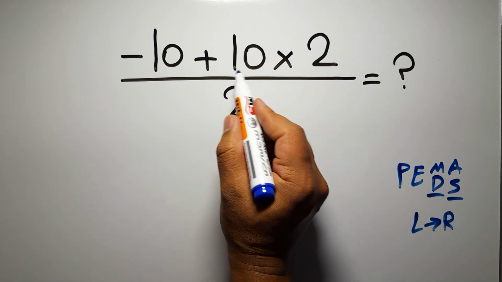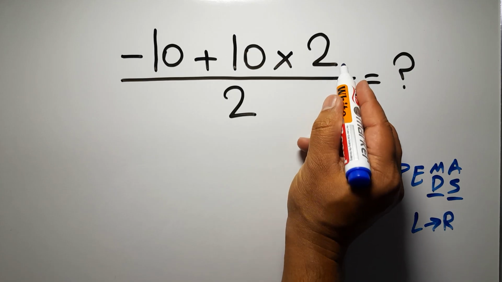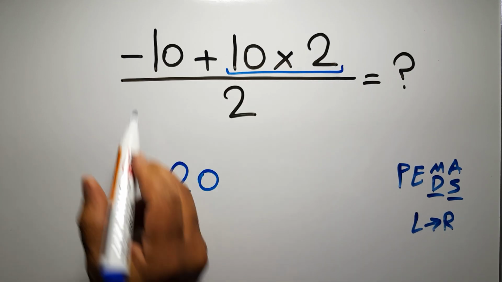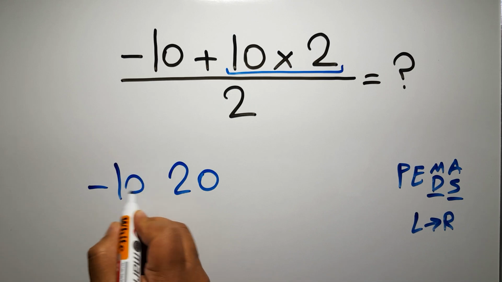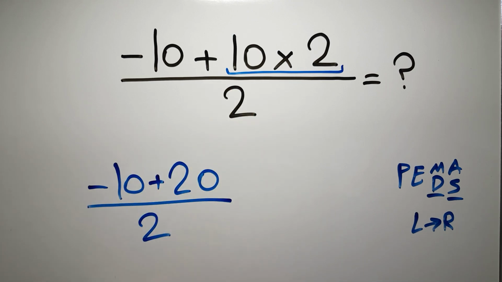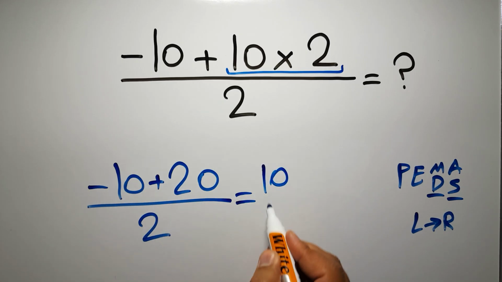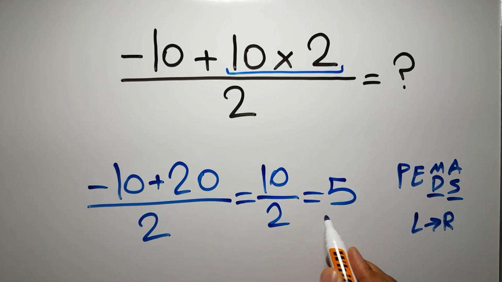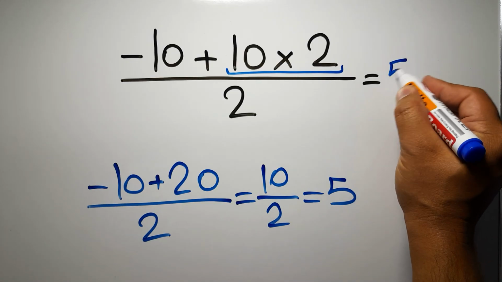So first 10 times 2, which gives us 20. So negative 10 plus 20 over 2. Now this addition, negative 10 plus 20 gives us 10. And 10 over 2 is just 5. This is our final answer to this problem. The correct answer is 5.